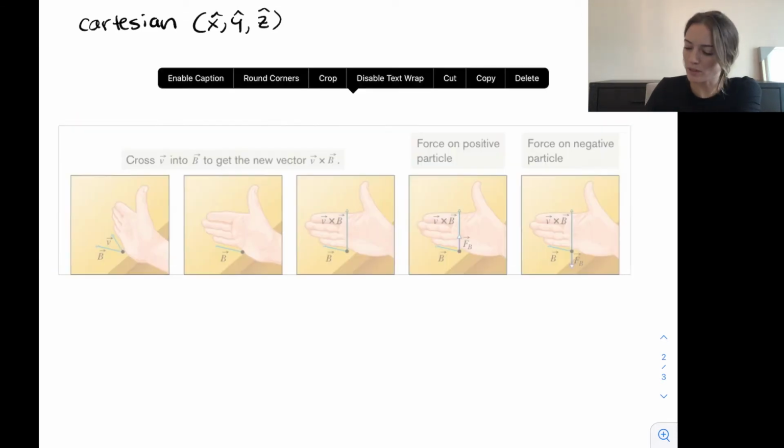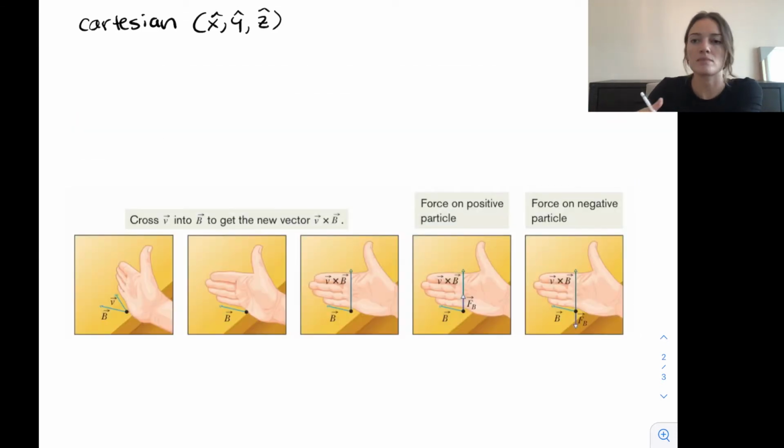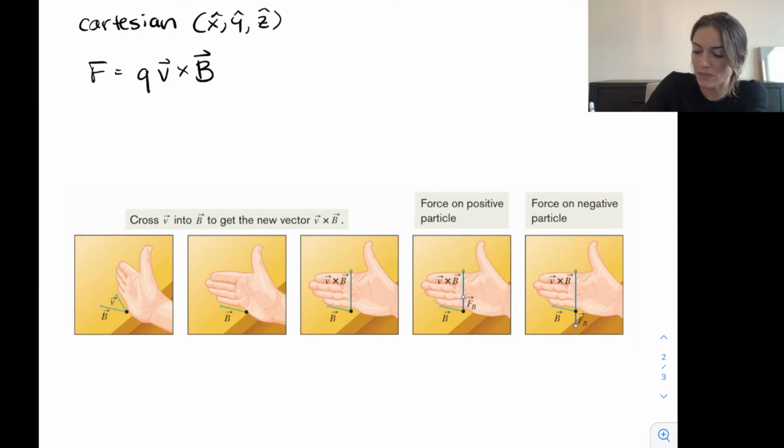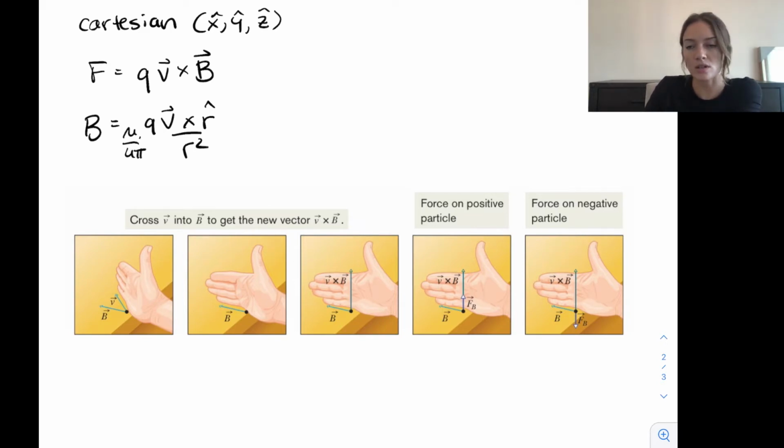Some of the formulas we've seen that use the Cartesian right-hand rule are our Lorentz force law, obviously. So we have Q V cross B, which gave us the force on a charged particle from an external magnetic field. What else? We had the magnetic field of a charged particle, with the mu naught over 4 pi. So that used the Cartesian right-hand rule. The Biot-Savart law used the Cartesian right-hand rule.